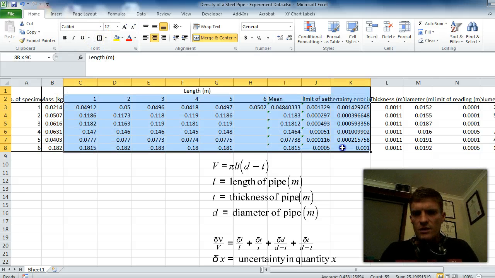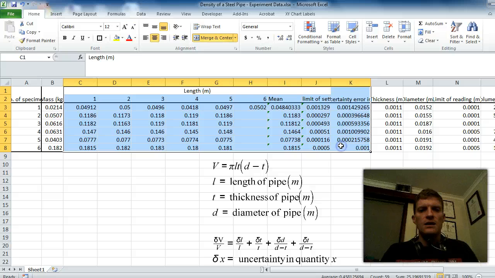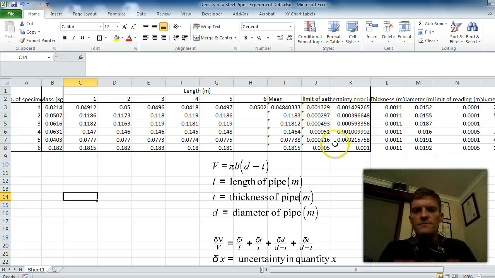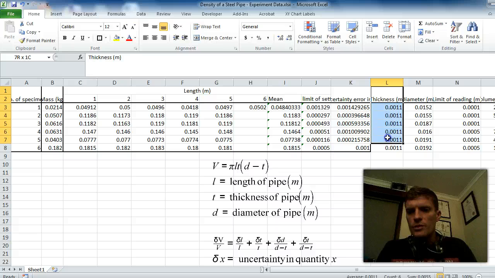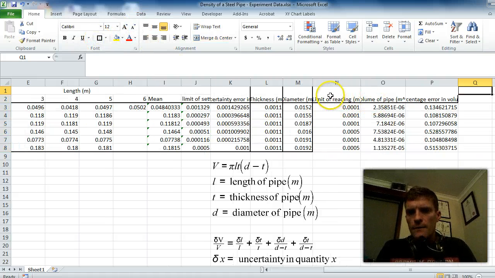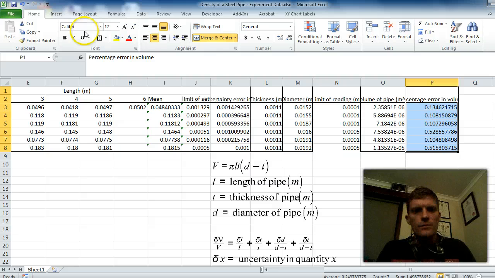And generally, when you've got a set of columns, we want to highlight all the columns pertaining to the same type of quantity. So in this set of data, you've got 6, 7, 8, 9 columns, all pertaining to measurements of length. You've got repeated lengths, you've got the mean length, and you've got the error associated with it. Okay, so we're going to put a big border all around it. Same with thickness, same with diameter, and then the volume of the pipe and the percentage error in volume.